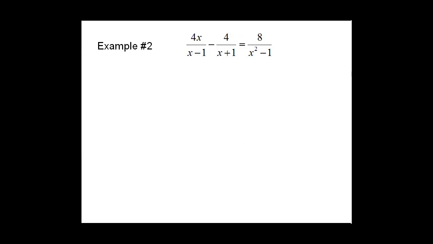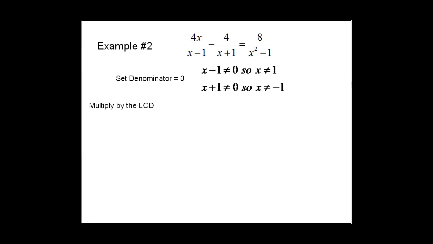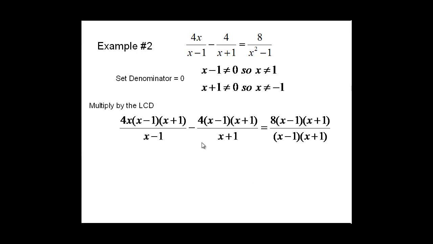Okay, suppose you have 4x over x minus 1, 4 over x plus 1, and 8 over x squared minus 1. Okay, you set the denominator, all the pieces, this x minus 1, that x plus 1. This is just both of them. You set those not equal to 0. And what you come up with is x is not 1 and x is not negative 1. Then I multiplied the first one by the x minus 1 and x plus 1, the second piece, and the right side. Now the right side I went ahead and factored, then you can see what will cancel.